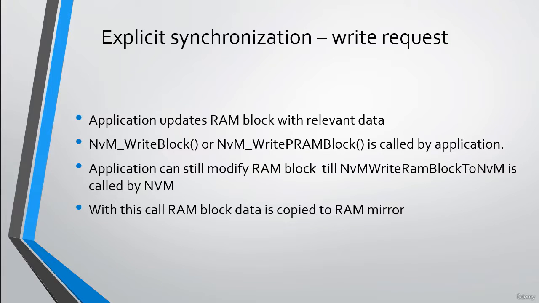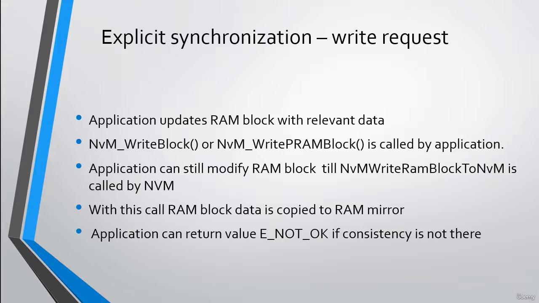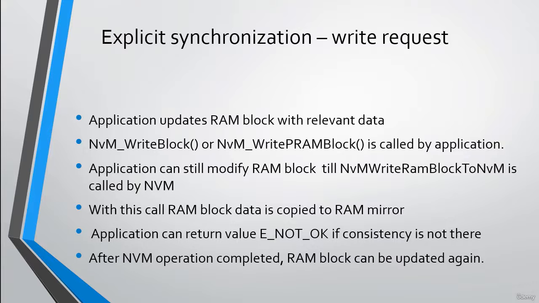With this call, the RAM block data is copied into the RAM mirror. So finally, after this call, the RAM block data is copied to the RAM mirror. If the application detects that there is some inconsistency, it can return E_NOT_OK. That will help NVM understand that the data present is not consistent. Once this API NVM write RAM block to NVM is called, the application has to wait. And once the NVM operation is completed, the RAM block can be updated again.